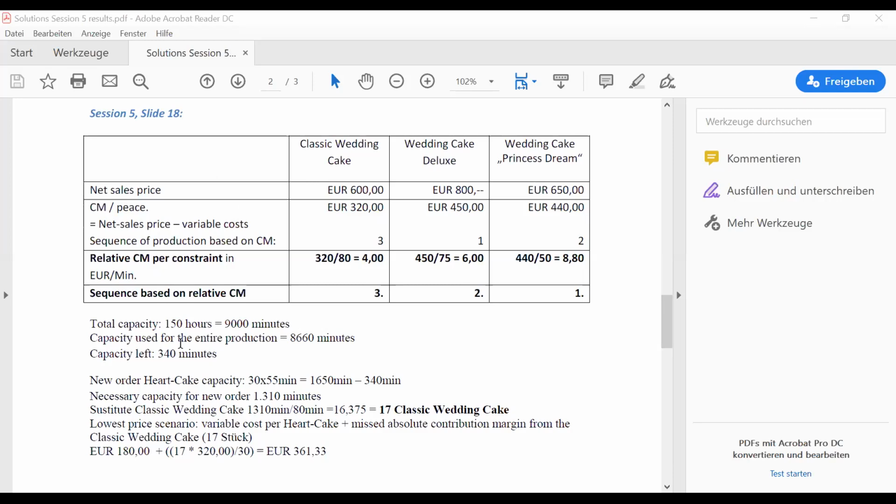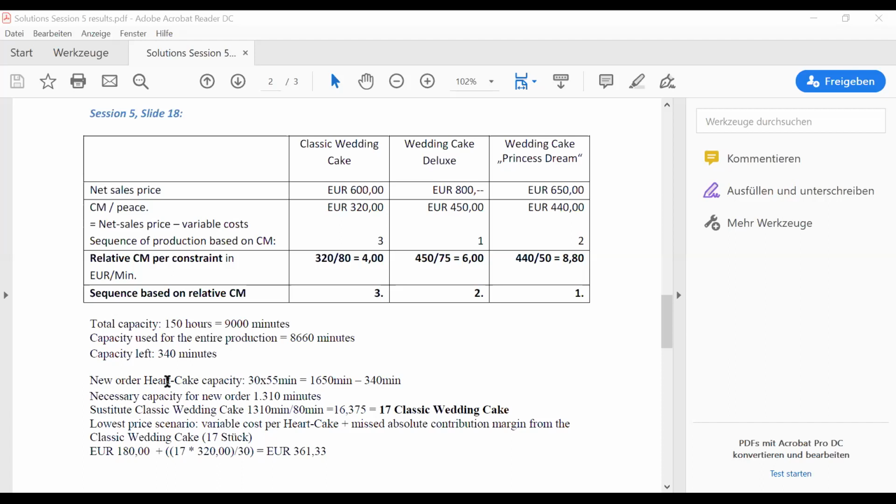And the capacity used, which means that the wedding cake, the deluxe, and the princess dream, altogether they use 8,660 minutes, which means they're actually not at full capacity. This means also that we have another 340 minutes left. That means that we could take an additional order. And the question is whether we are able to take this particular heart cake additional order.